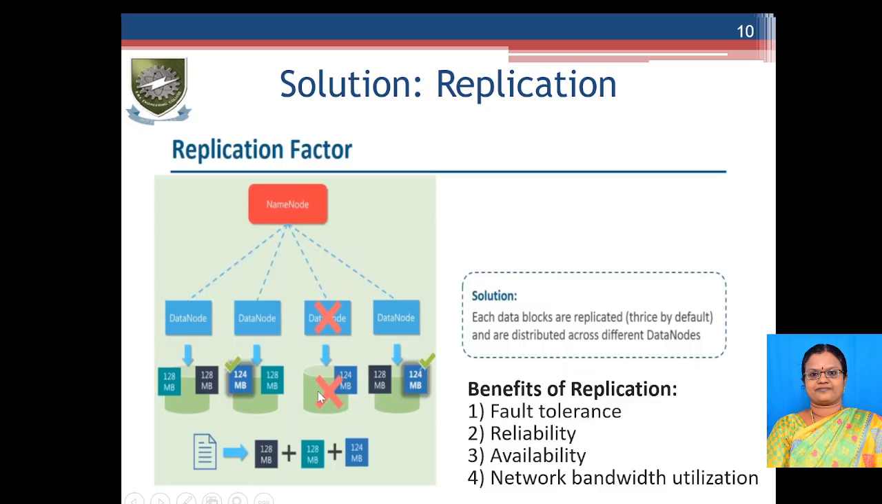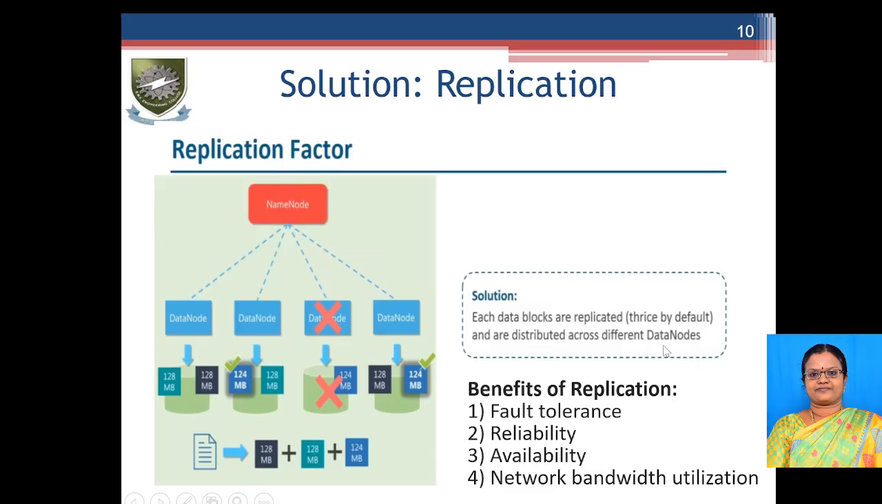So whenever this third data node crashes, its data can be retrieved from data node 2 as well as from data node 4. Each data block is replicated thrice by default. So here I have a factor called the replication factor, that is, the same information will be replicated thrice. That means one is itself, and two more blocks will have a copy of this information. Each data block is replicated thrice and distributed across the different data nodes.